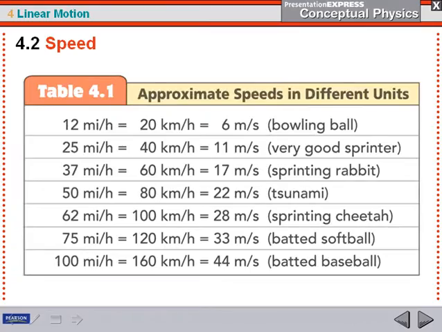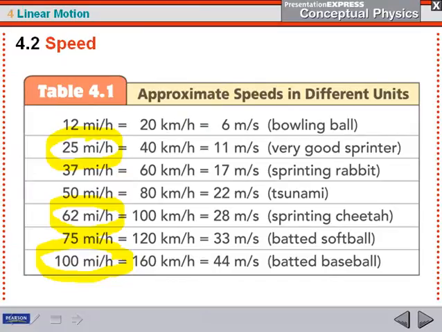Here's a table of some speeds in different units, and you can see a world-class sprinter can go 25 miles per hour. This is the one that people are always pretty amazed at. And look at a cheetah, 62 miles per hour. And then, as you know, a baseball, when it's hit, can travel about 100 miles per hour. There are some pitchers who can pitch in 3 digits.